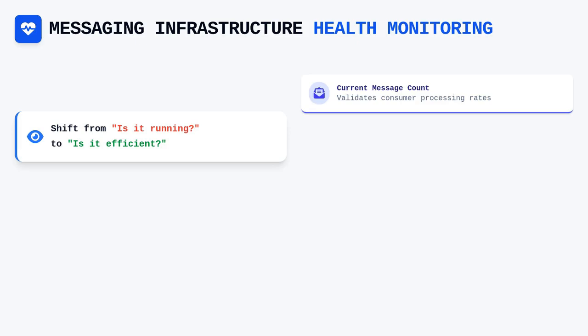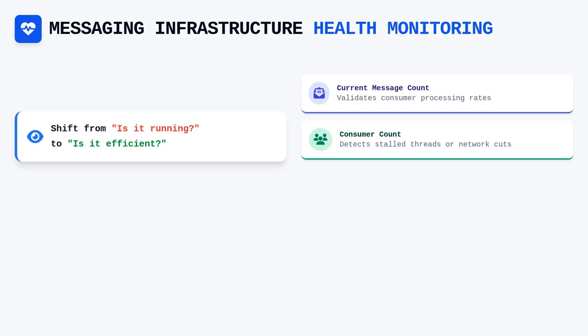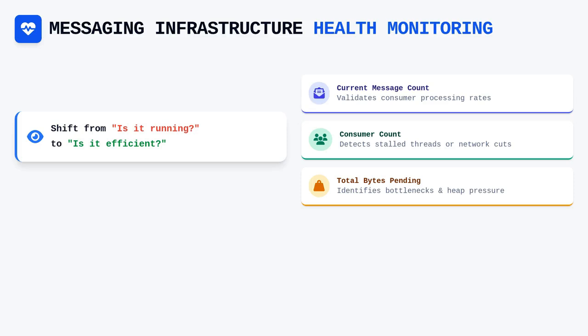tracking the total number of current messages provides immediate insight into whether your consumers are processing data at the expected rate. Similarly, monitoring the current consumer count is essential, as a sudden dip in this value might indicate that application threads have stalled or that network connectivity between the client and the server has been severed. By looking at the total bytes pending, you can identify potential bottlenecks where the message growth is outpacing the consumption rate, often leading to heap pressure on the hosting server.